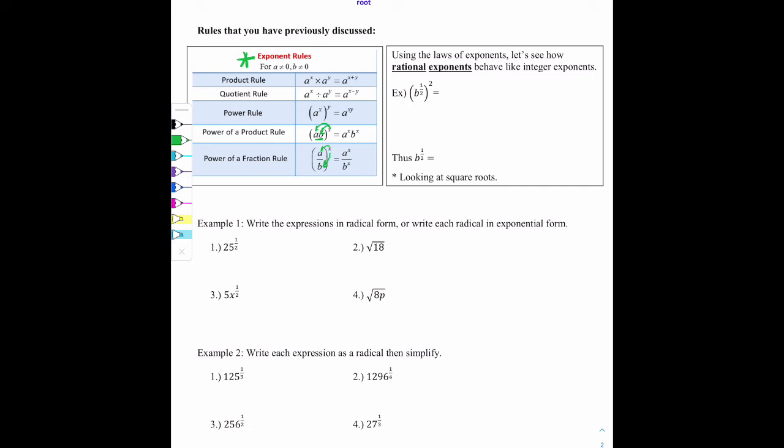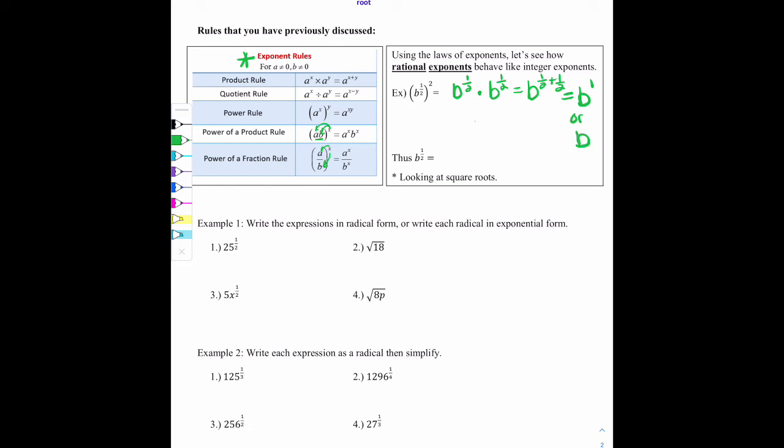So let me prove to you why this special situation is happening on the other side in this box that says, using the laws of exponents, let's see how rational exponents behave like integer exponents. If I take b to the 1/2 and I square it, b to the 1/2 counts as my base. So that means I'm going to do b to the 1/2 times itself 2 times. According to my exponent rules, I should keep my base and add my exponents. So that's what I'm doing. And that means I get b to the 1st, or just plain old b. We don't need the 1.